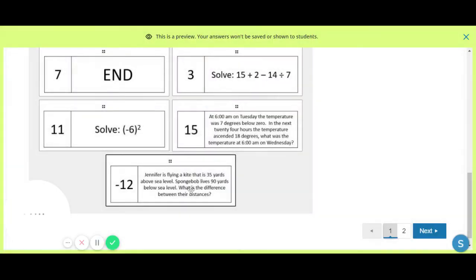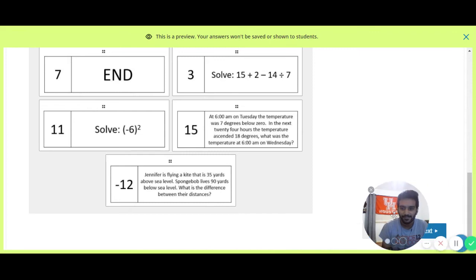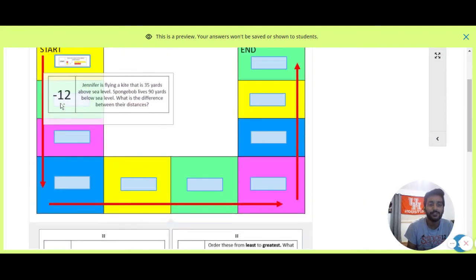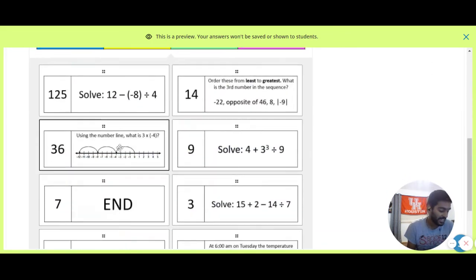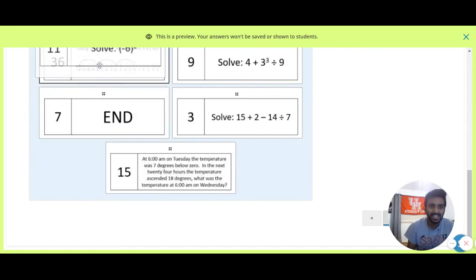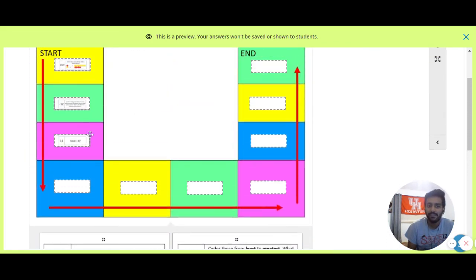So from there, let's say -12 is the next one. So I'm going to take -12, and I'm going to click on it and drag it. So you have to hold it, click it, and drag it, and then place it on your game board. So let's say I did that second question, and I got 11 as my next answer. Then I solve it on my paper, and then click and drag it onto my board. Because -12 was the answer to the previous question.